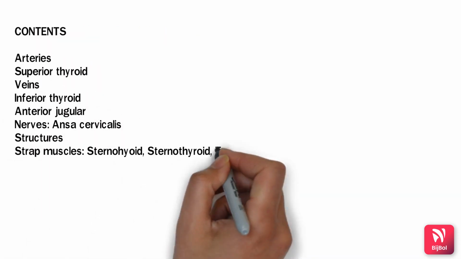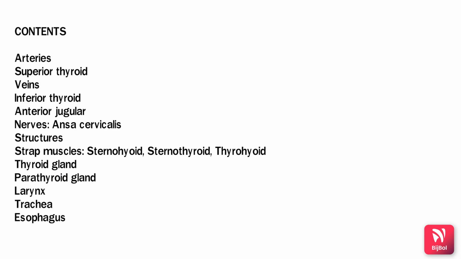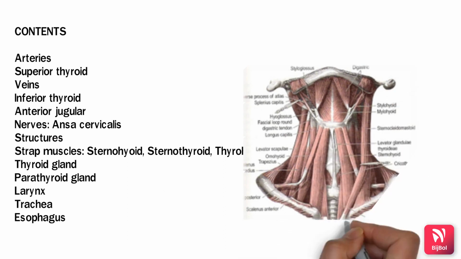Let's see the contents. What are the contents? It consists of an artery. What is the artery? The main artery is the superior thyroid artery. What are the veins it consists of? It consists of the inferior thyroid vein and the anterior jugular vein. What nerve does it consist of? It is the ansa cervicalis. What are the structures it contains? It contains the sternohyoid, sternothyroid and thyrohyoid muscles, the thyroid gland, parathyroid gland, larynx, trachea and esophagus. These are the structures and the contents of the muscular triangle. In this diagram you can see the strap muscles which are present in the muscular triangle.